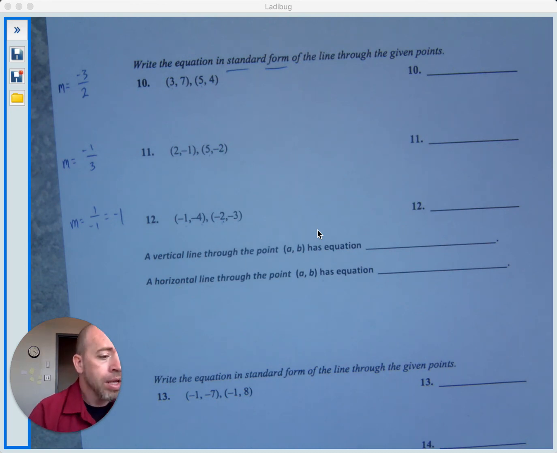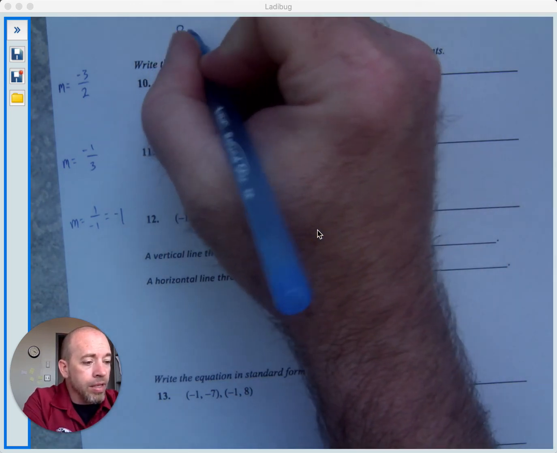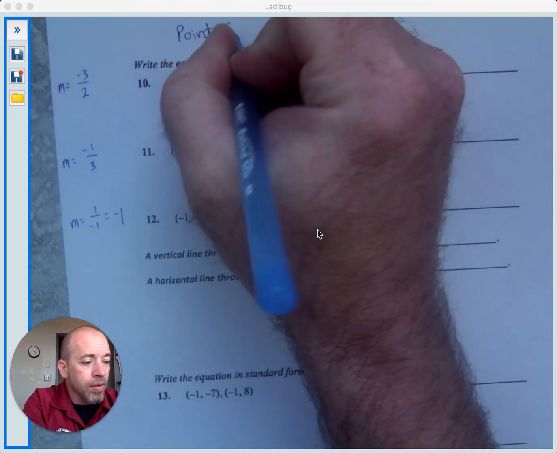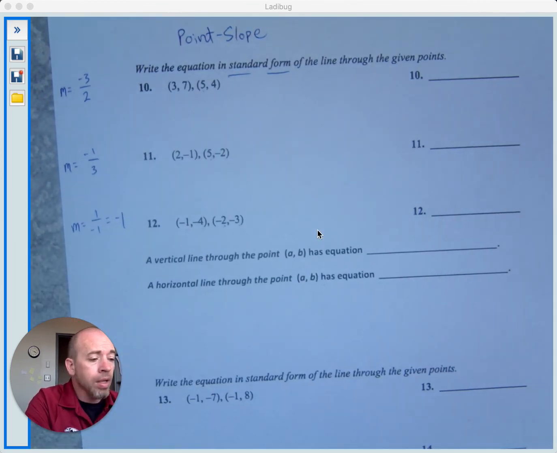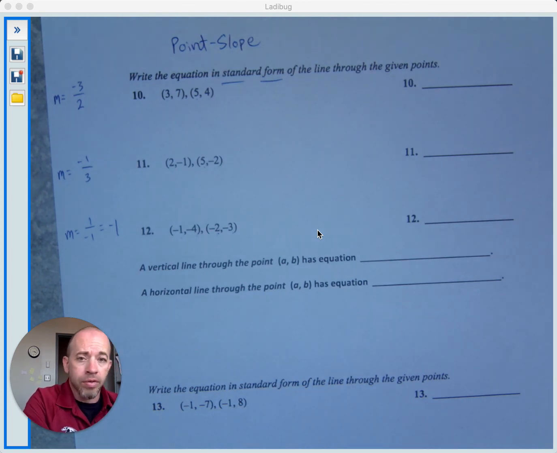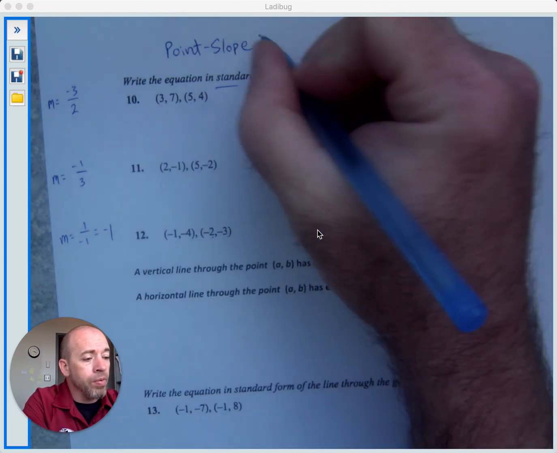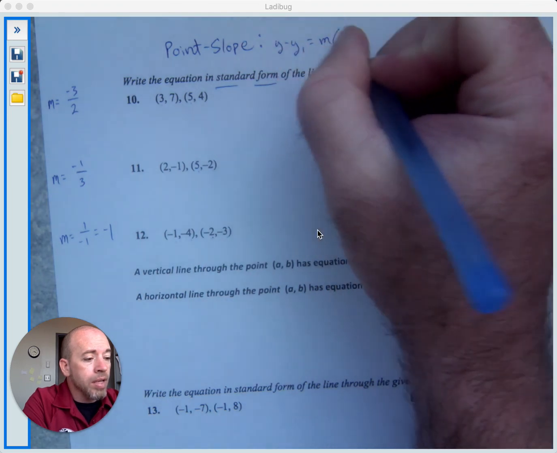All right. So again, remember, I'm going to write this down up here. The point-slope form. That is kind of the place to start. Rarely are you asked to give your answer in point-slope form, but it is very useful in working toward the other forms. So point-slope form, remember, is y minus y1 equals m times x minus x1.